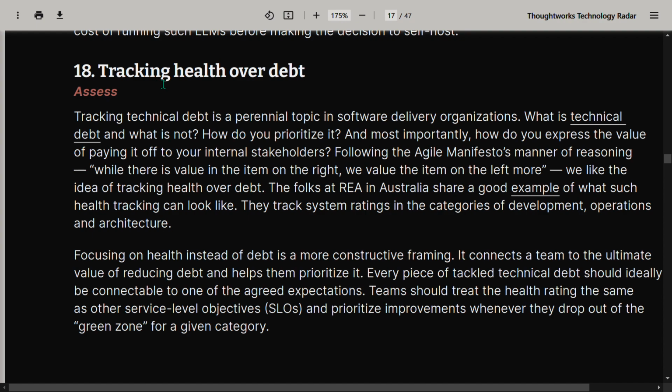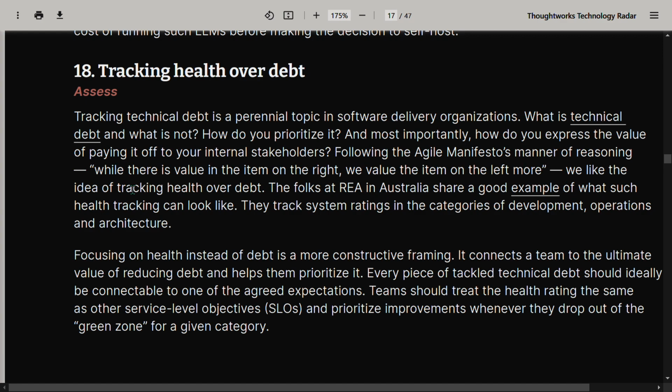So let's read this. Tracking health over debt, item number 18, assess. Tracking technical debt is a perennial, highly debated topic in software delivery organizations. What is technical debt and what is not? How do you prioritize it? And most importantly, how do you express the value of paying it off? Because as with any debt, you need to pay it off to your internal stakeholders. Following the Agile Manifesto's manner of reasoning, while there is value in the item on the right, we value the item on the left more.